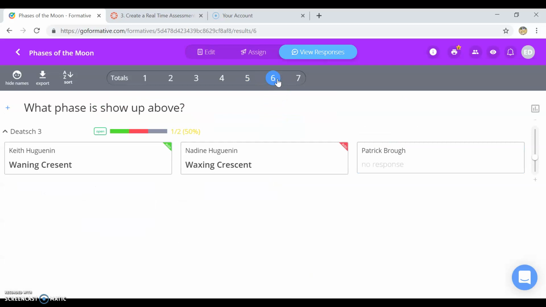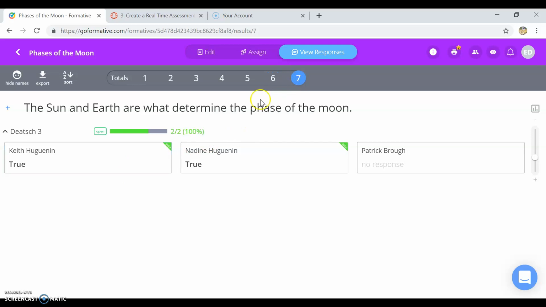Let's look at number 6. Good job, Keith. I like how you paid attention in class to all of these phases. We have to make sure to move on and know what we were talking about previously. Alright, the sun and earth are what determine the phase of the moon. That's the basic idea. And we both got that correct. Good job, guys. We will talk about this in class tomorrow.